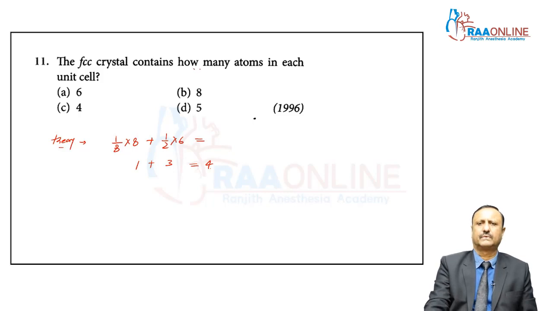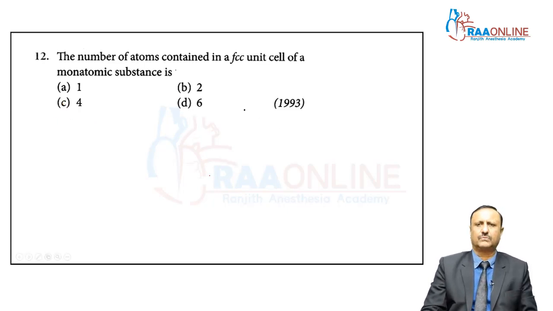How many atoms in each unit cell in an FCC crystal? That is 4 atoms present in each FCC unit cell. So my dear students, the answer is C. Question 11, the answer is C. Now we can go to question number 12.